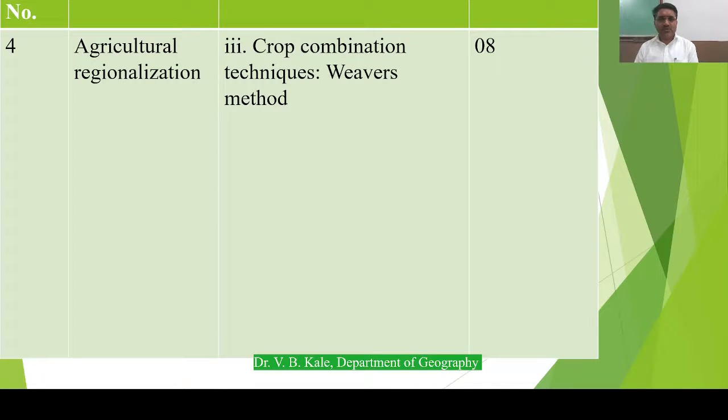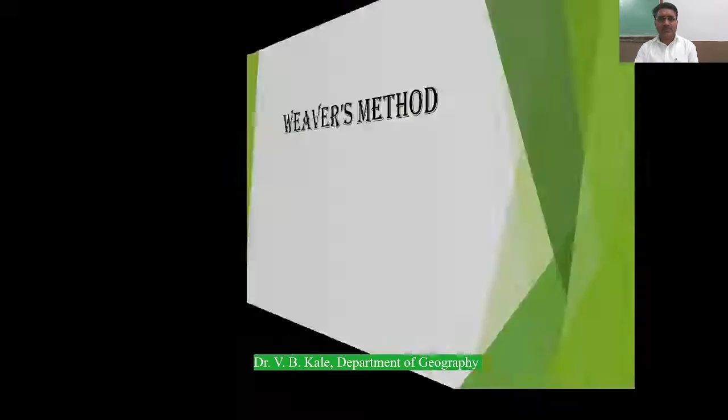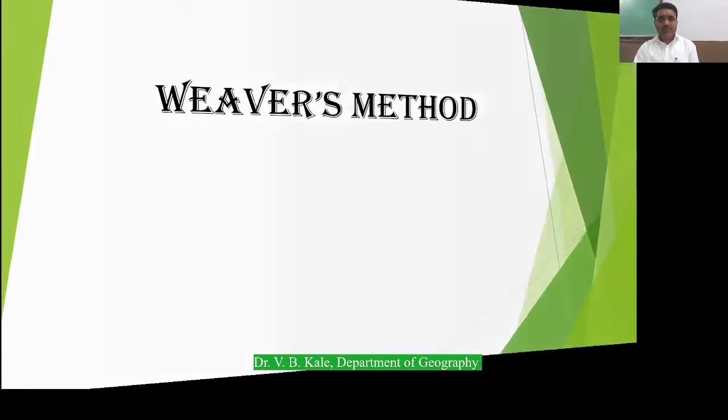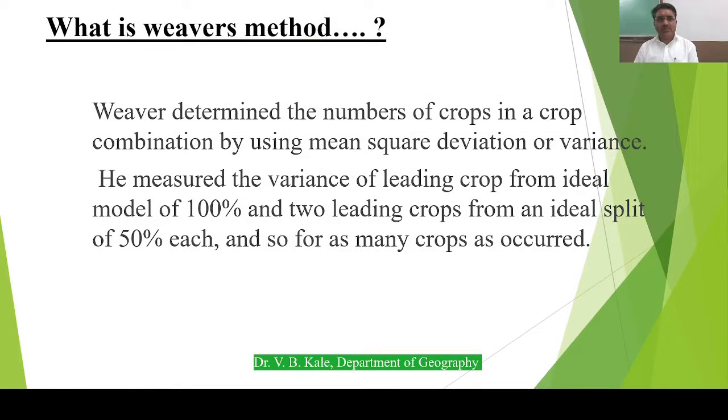As we know that there is a variety of crops in the field, and at what number we can do the combination of the crop, that formula has been developed by Weaver, and how he has developed this formula we have to see. So let us see Weaver's method. So what is Weaver's method? Weaver determined the number of crops in crop combination by using mean square deviation or variance.